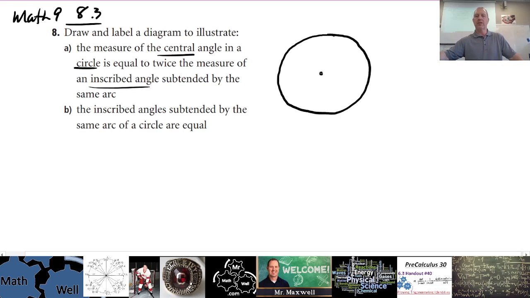So we have a center and we're going to have a central angle. So you draw two radii anywhere right there. And then we're going to have an inscribed angle. So that's going to be an angle that has the vertex on the circle somewhere. So it can be anywhere there. And you sketch it like this. And it has to go to the same points that the central angle ends up in, right?